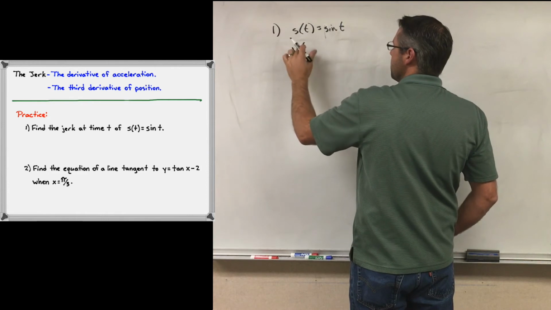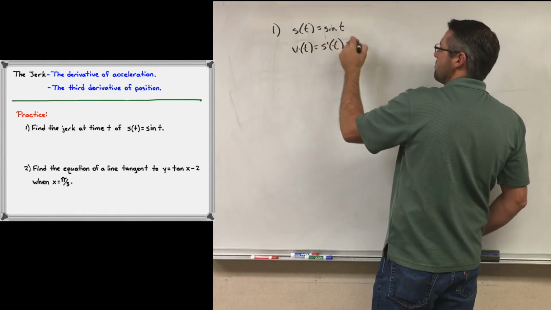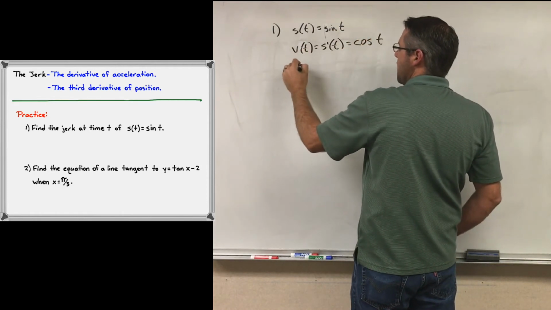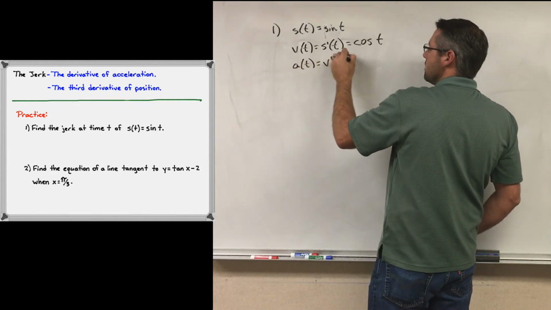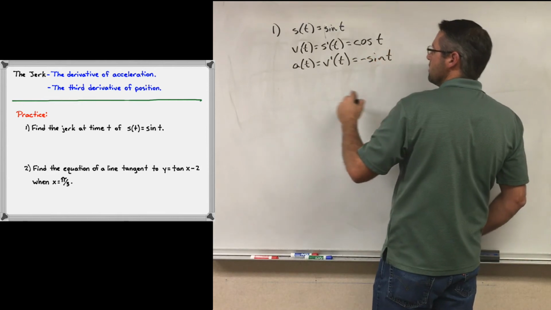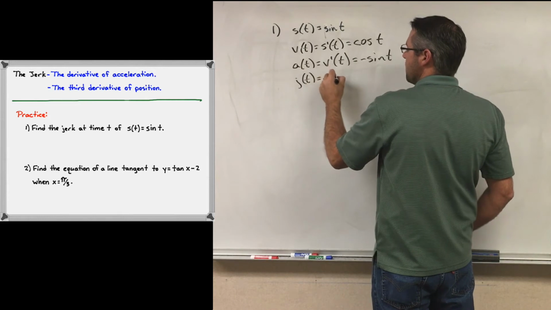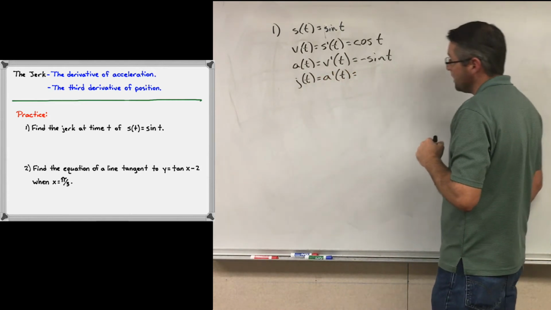So velocity, remember, is the derivative of position. Derivative of position is cosine. And then the derivative of velocity is acceleration. So that's the derivative of velocity. So the derivative of cosine is negative sine. Okay, those are memorized. And then the jerk is the derivative of acceleration. So what's the derivative of negative sine of t?